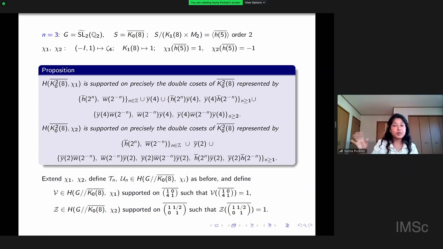Okay. And actually, there are some more double coset representatives which are not there, and on which both of them have no support. Okay, so if you're looking at the Hecke algebra for chi 1 and chi 2, corresponding to Y4, we define the element V, and for chi 2, corresponding to element Y2, W2 inverse Y2, we define the element Z. So we have two extra elements, V and Z, in the Hecke algebra of chi 1 and chi 2. We are just taking those two extra elements apart from the usual U1, U2, UNs and TNs.